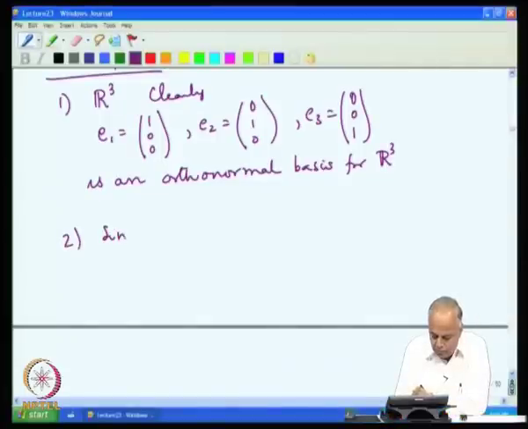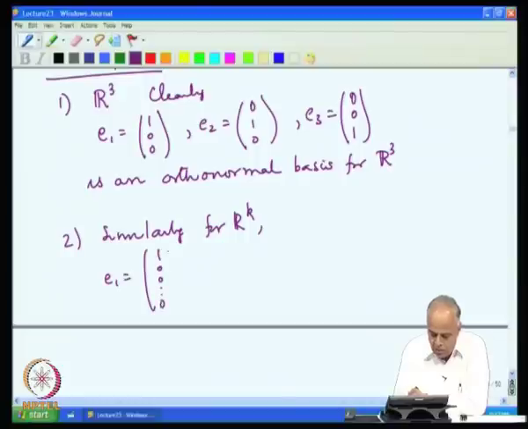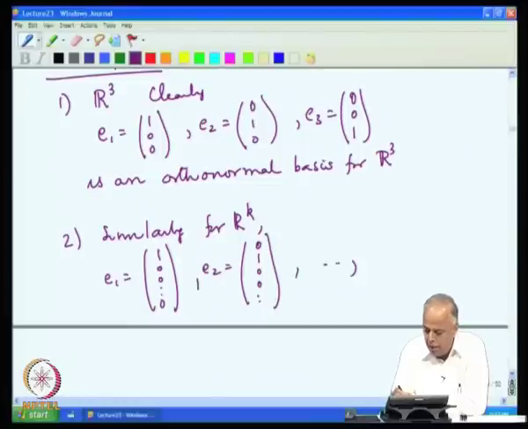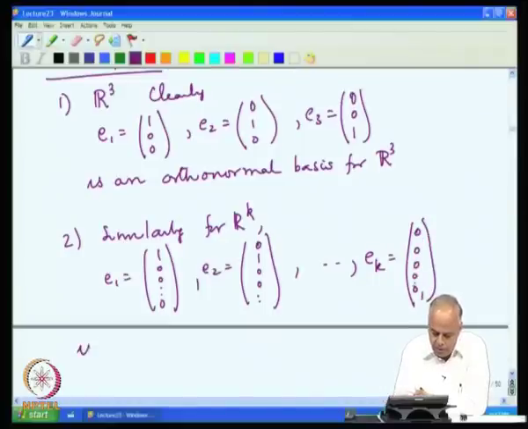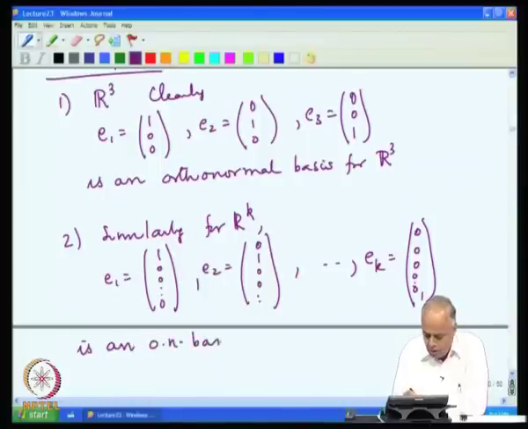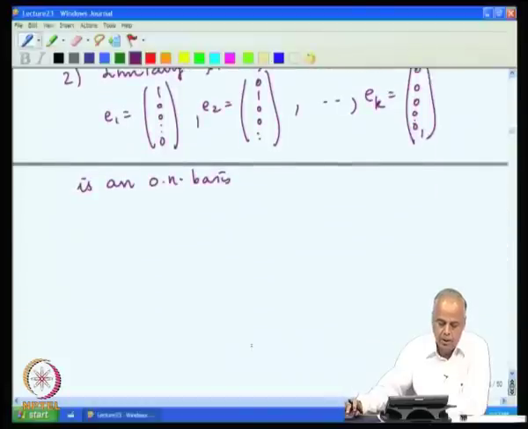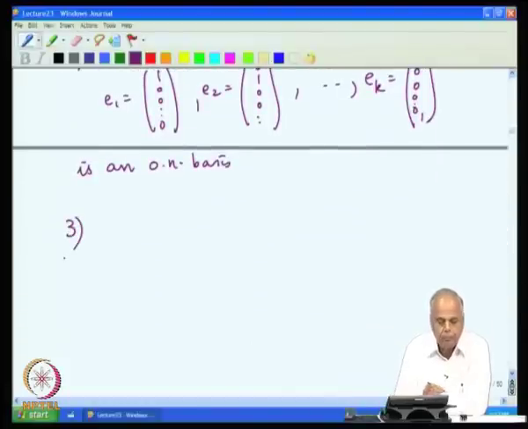Similarly, for R k, E 1 equal to 1 0 0 0 with k components, E 2 has second component 1, all other 0, and you go on like that. E k has the last component 1, the kth component, all other 0, is an orthonormal basis. These are very simple examples. Let us look at another example.